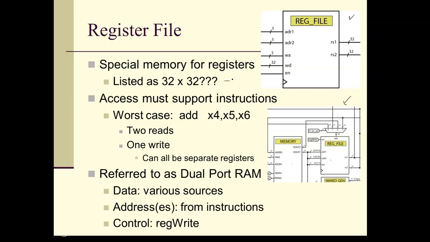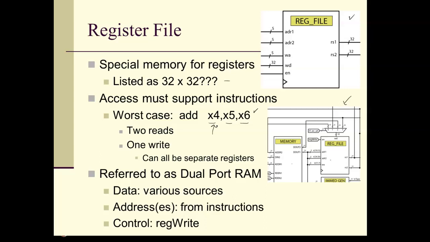Namely, it's specialized because it needs to support an instruction like this. So this instruction is just an add instruction. It takes the values in these two registers, adds them together, stores the result in that register. And the issue is that there are two registers it needs to read, and then it needs to write a third register. So it has the ability to simultaneously read two different registers, or it could be the same register, doesn't matter, and then write a third register.